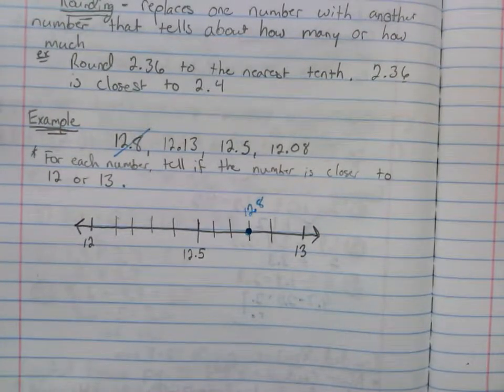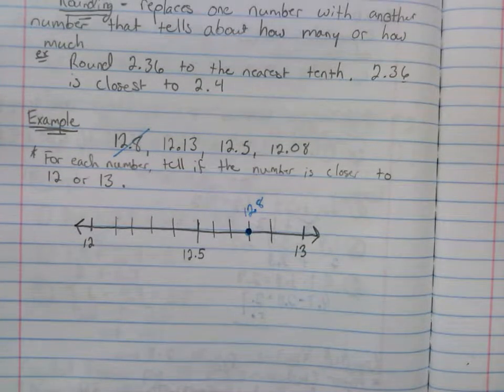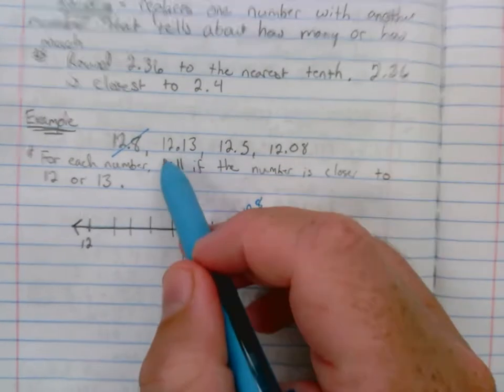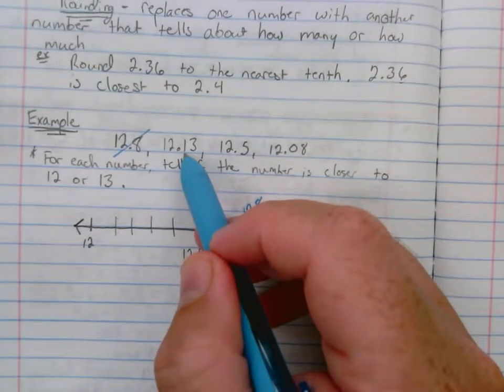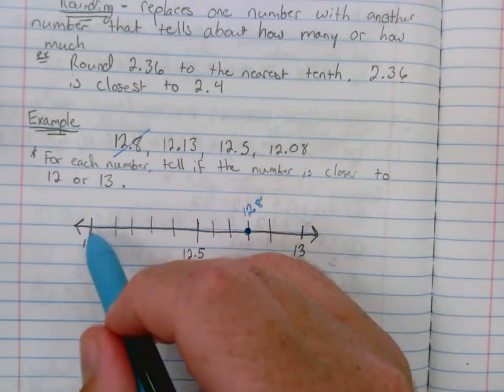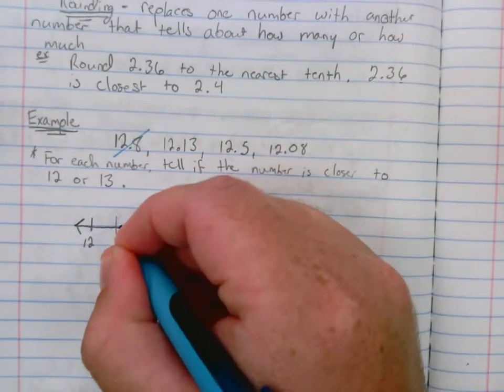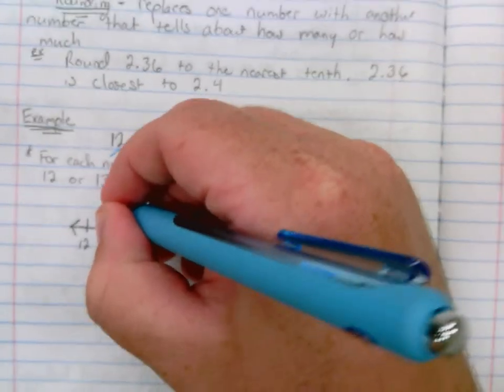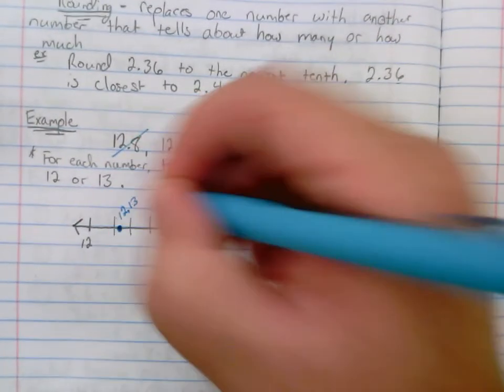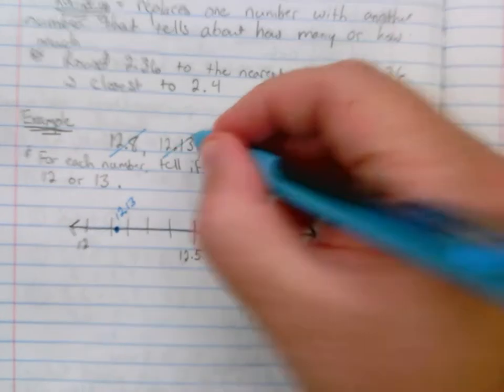The second number I'm going to work with is 12 and 13 hundredths. So on my number line, the first thing I'm going to do is find 12 and 1 tenth, which is right here. So I'm going to estimate that 13 hundredths is about right there. So I'm going to write 12 and 13 hundredths. Go ahead and cross that out.